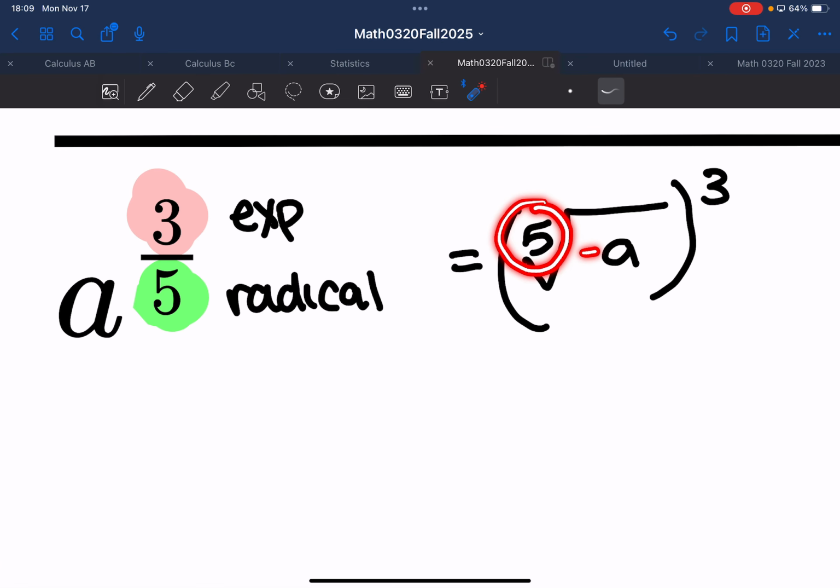It says we can allow that to be negative. Meaning if this was negative a, we could still leave it that way, or if it's positive a, we could leave it that way. Versus an even root, where we're never allowed to have a negative.